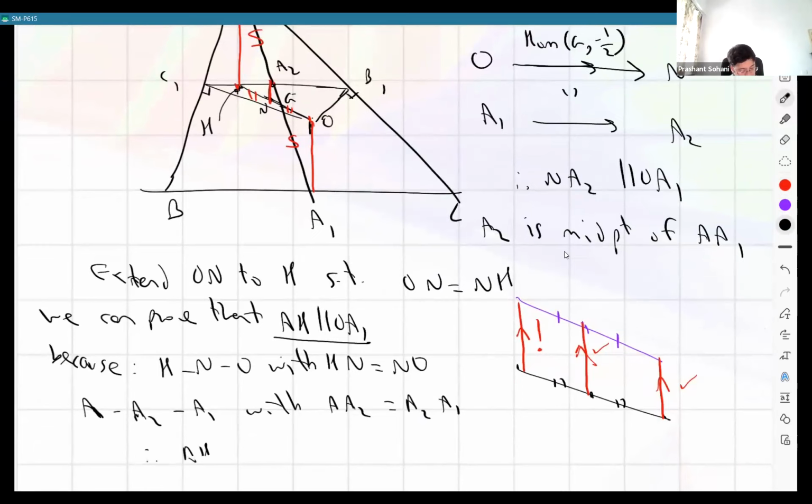Therefore AH is actually perpendicular to the base. And therefore in the same way what you get is that H has to be the orthocenter.